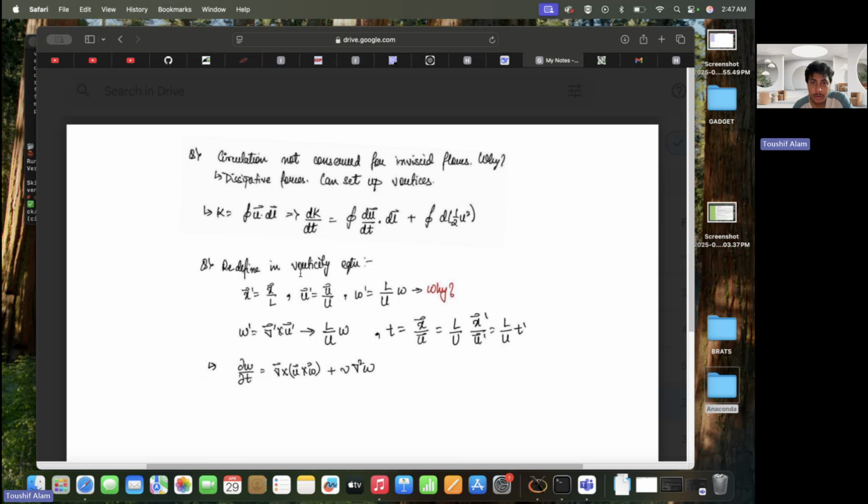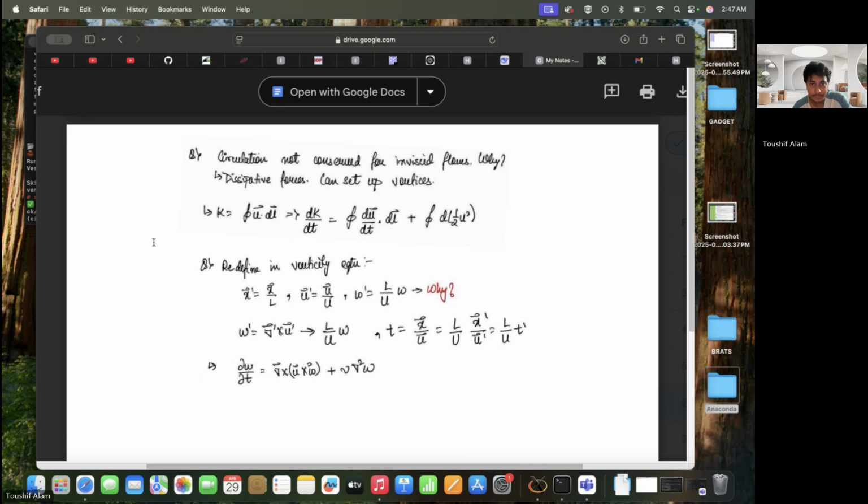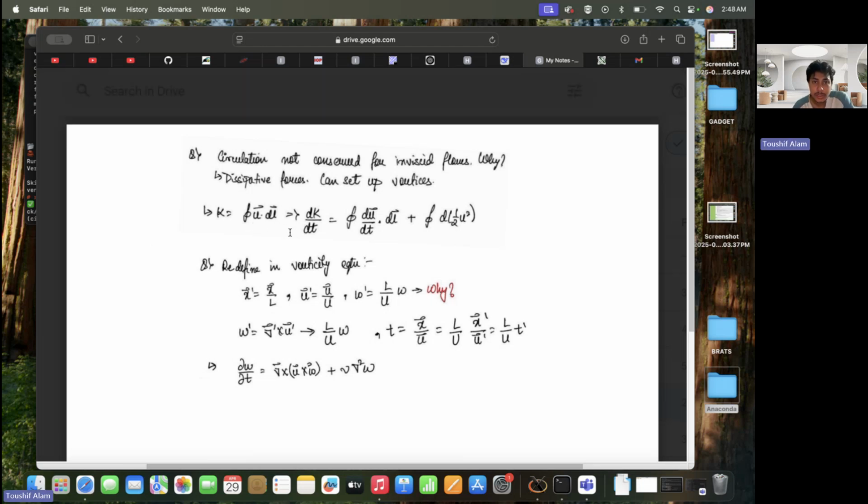Circulation is not conserved for inviscid flows. Why? The circulation K is not conserved for viscous flows. We know already this. So dissipative forces can set up vortices. Dissipative forces can set up vortices, right? So K is the circular integration of u dot dl. So dK dt is the circular integration of du dt dot dl plus circular integration of d of half u square.